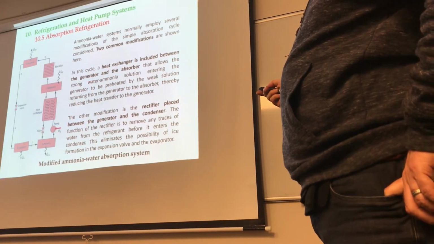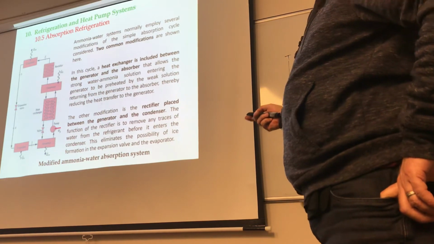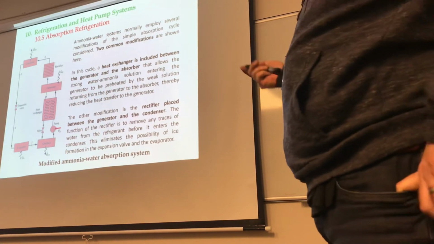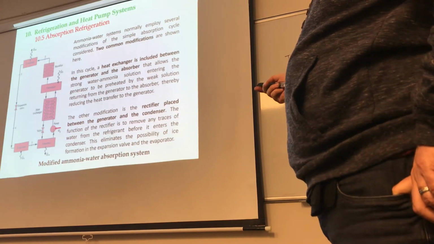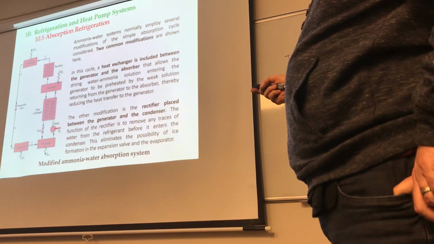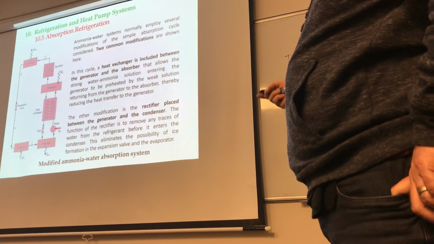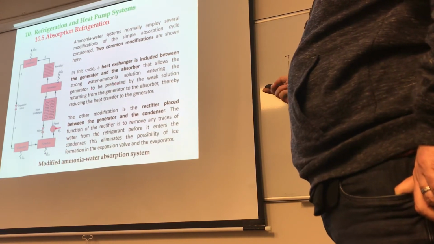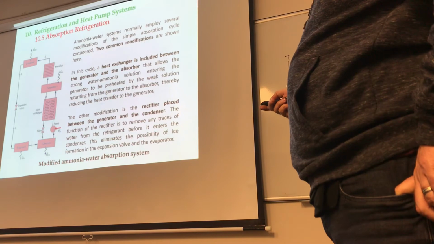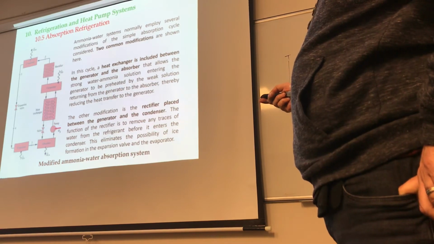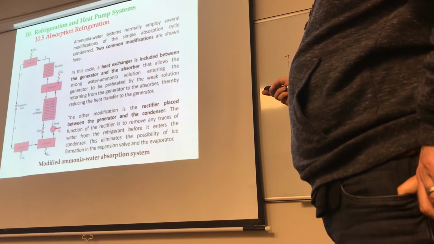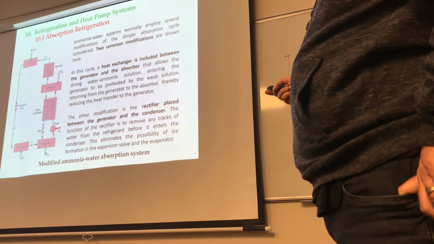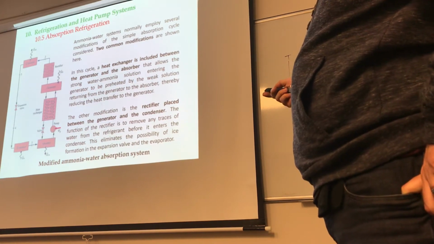What is the use of this? Why is it useful? Well, it says a heat exchanger is included between the generator and the absorber, somewhere in between, that allows the strong water ammonia solution to be preheated by the weak solution before entering the generator.